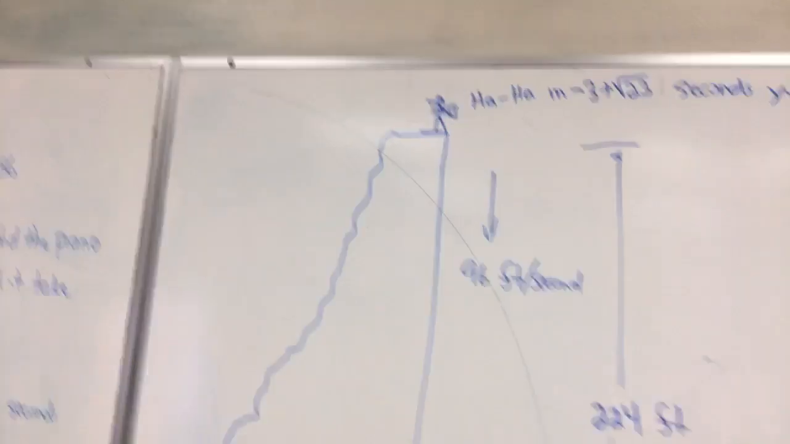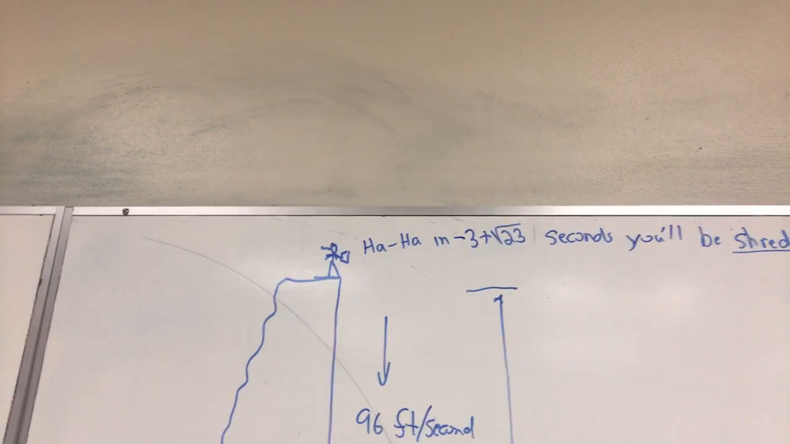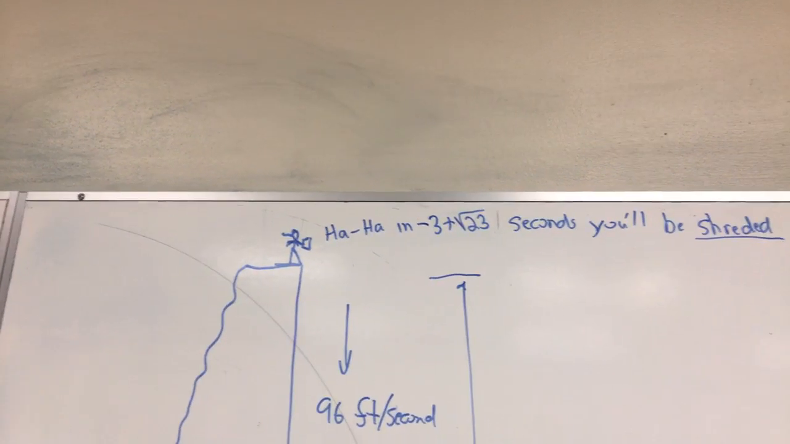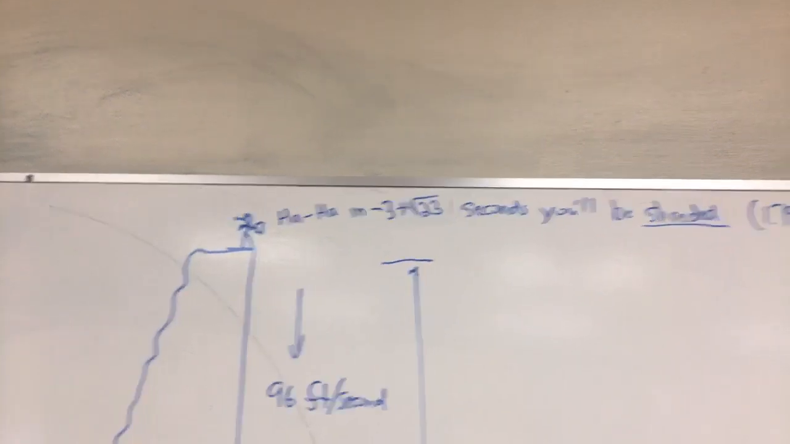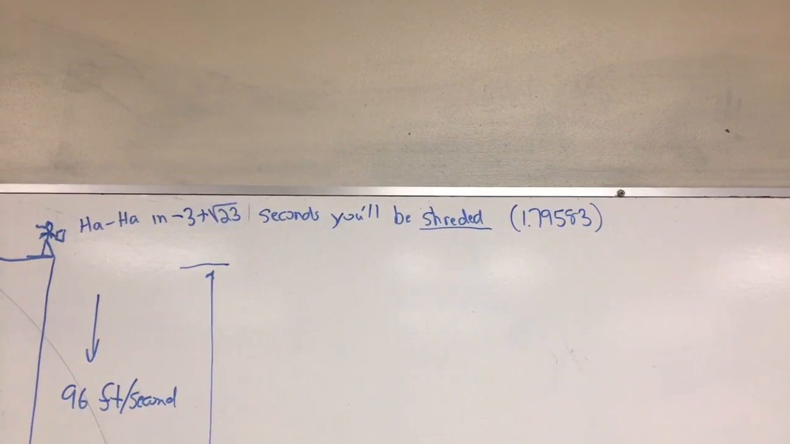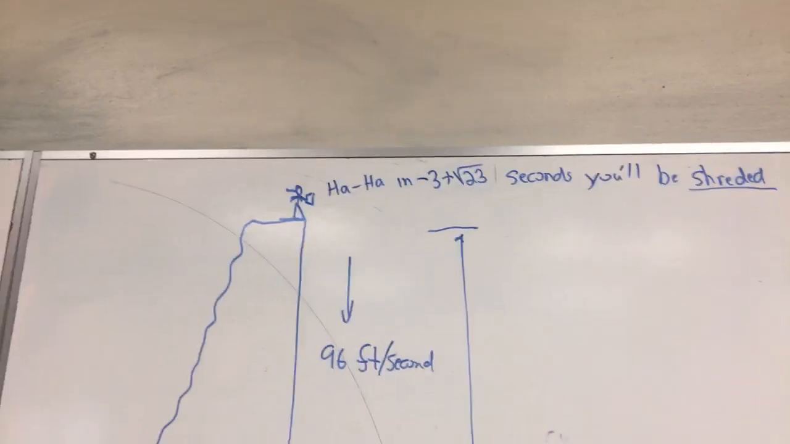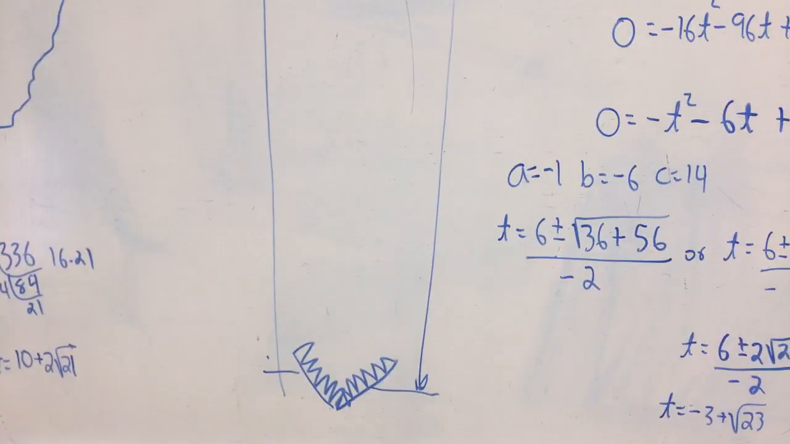So she's up at the top going, ha, ha, ha, ha. In negative 3 plus the square root of 23 seconds, you'll be shredded. Well, how long is that? Well, it's about 1.79583 seconds. Okay? Chomp, chomp.